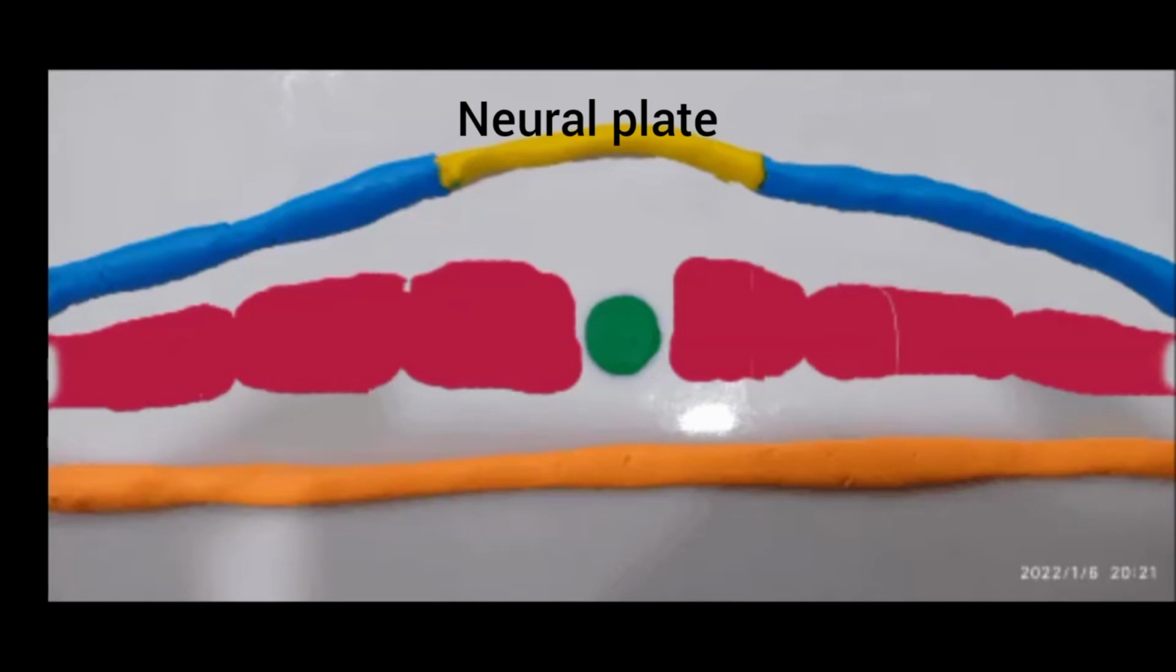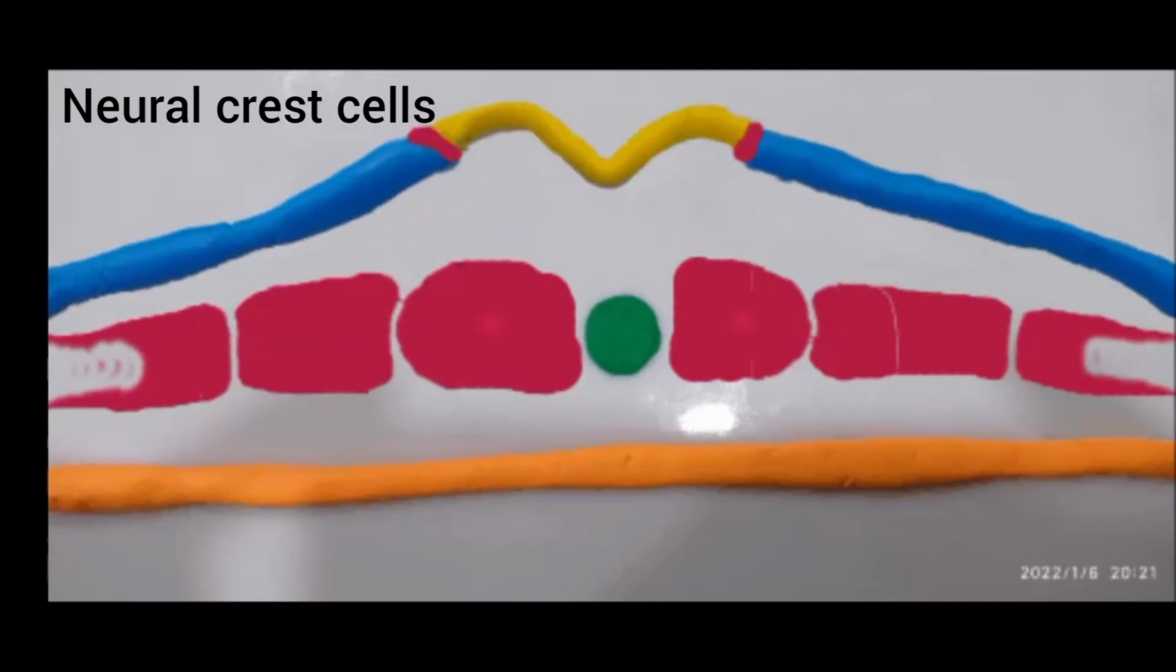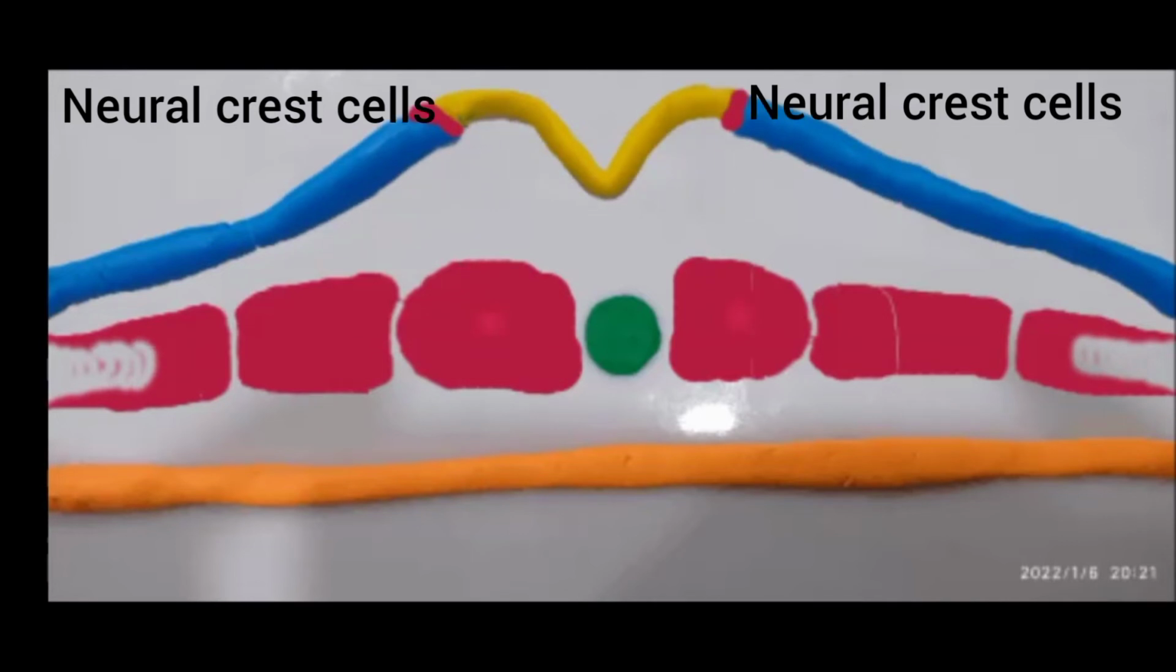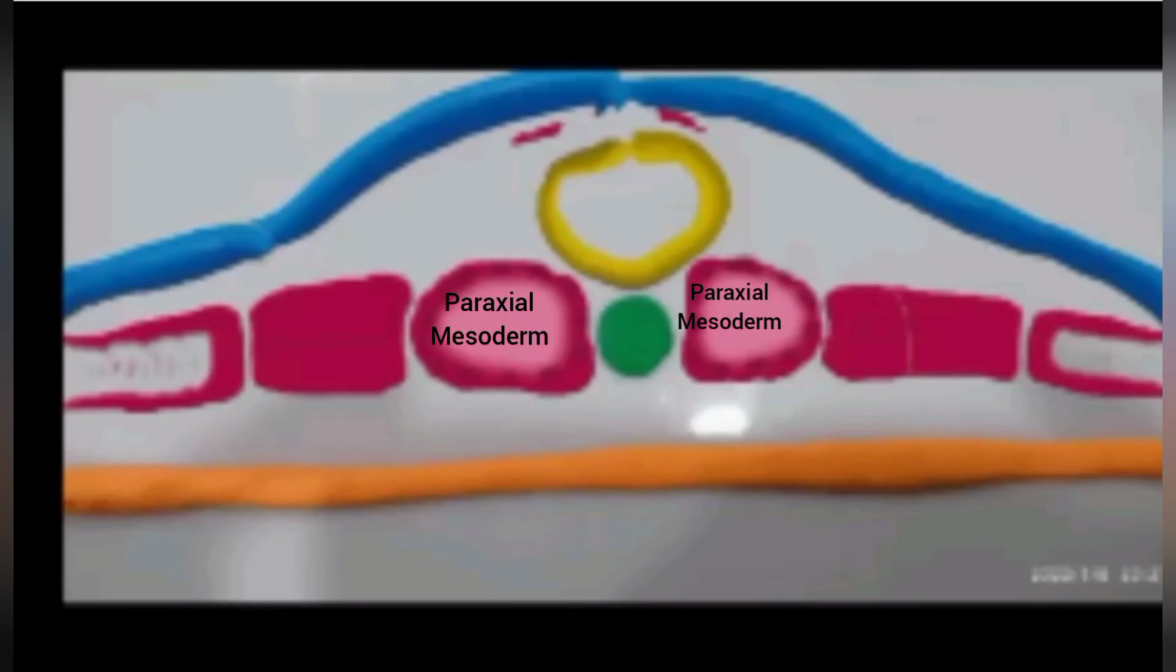At first, the ectodermal cells covering the notochord become specialized to form a neural plate. Then subsequently, as the plate is folding, at the edges the neural crest cells appear, and then once the folding is complete, the neural crest cells separate out and they get trapped between the ectodermal layer and neural tube.